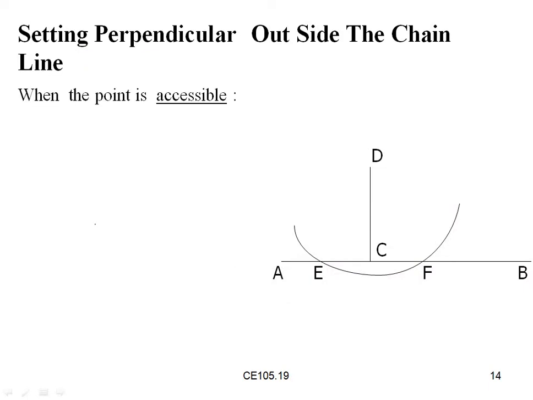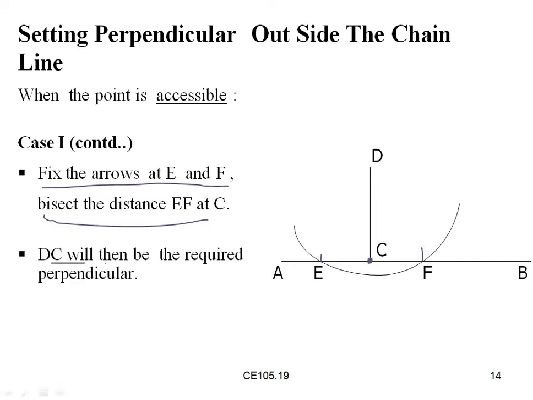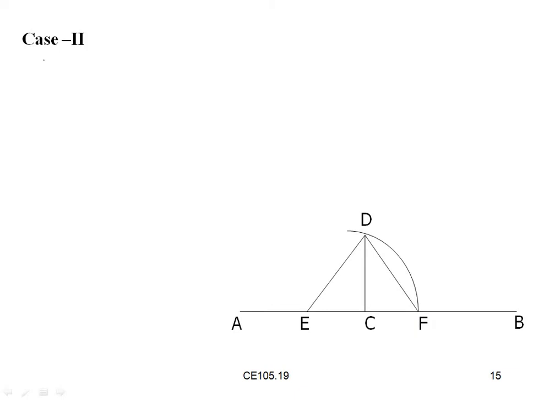The next, in case 1, now fix the arrows at E and F, and bisect the distance EF at C. So place the arrows here at points E and F, then bisect the distance EF at C. Then DC will be the required perpendicular. Wherever we get the point C, EC is equal to CF. So this is the EC equal to CF distance, and from here the point D will be the point. So CD will be the perpendicular. The next is case 3.